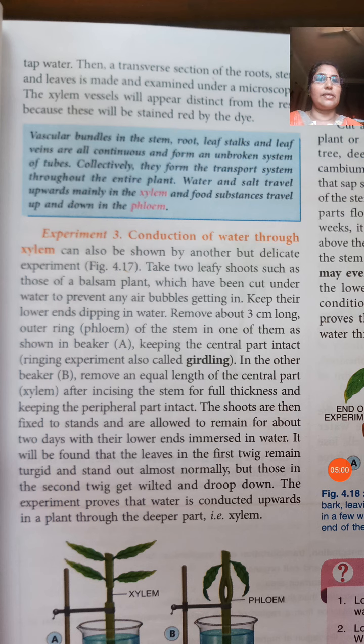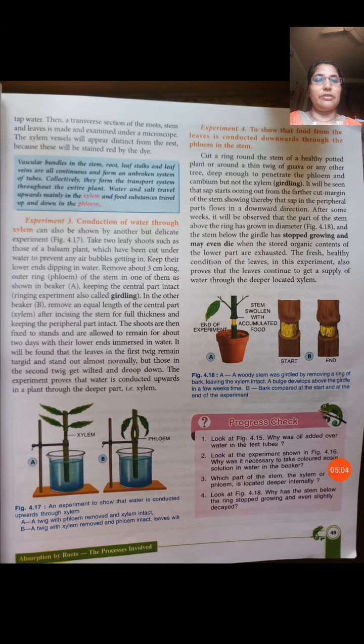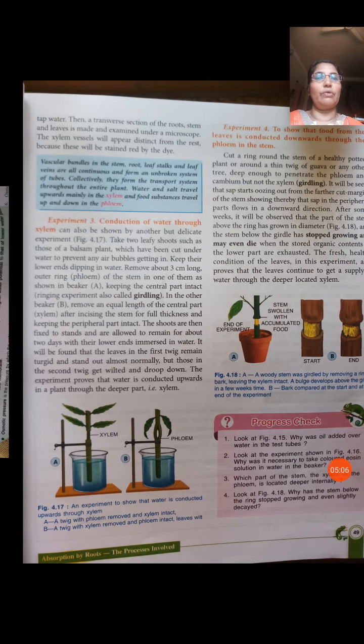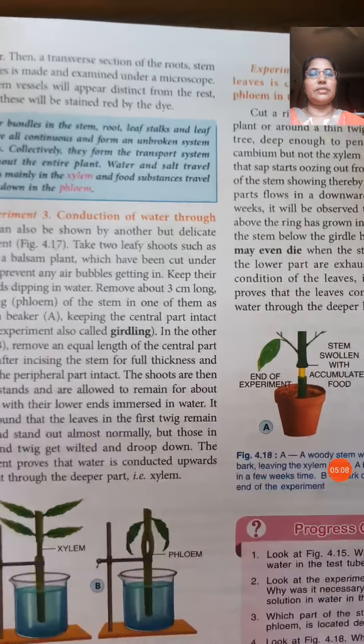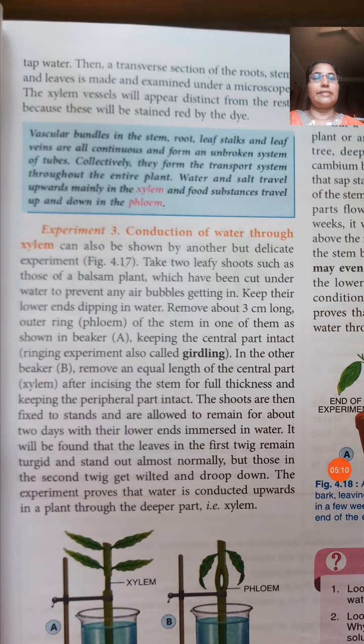Usually xylem runs through the inner area and phloem runs through the outer area of the stem. So xylem and phloem together make the vascular bundle. Collectively they form the transport system throughout the entire plant. Water and salt travel upward in the xylem, and food substances travel up and down in the phloem vessels.